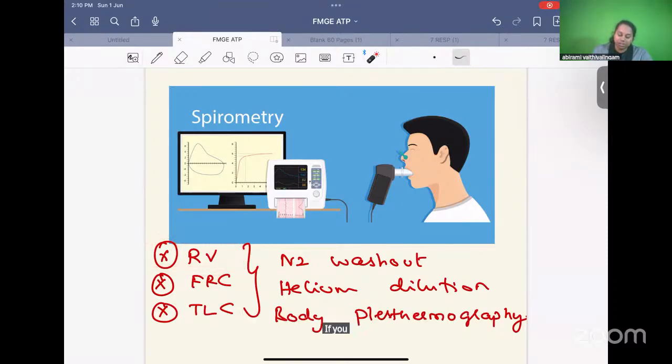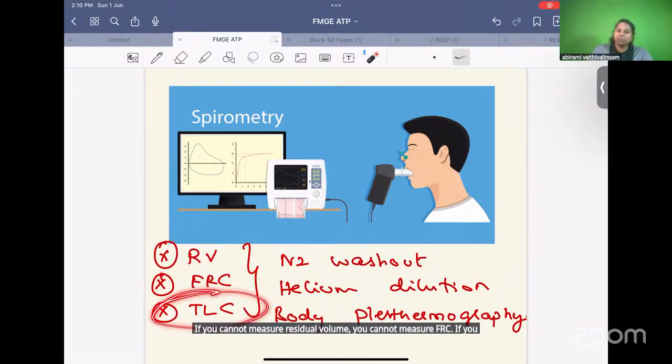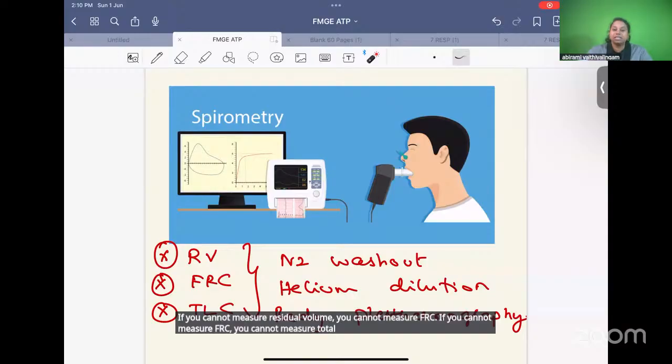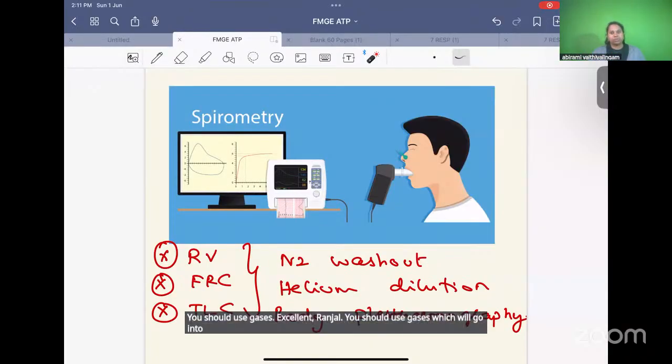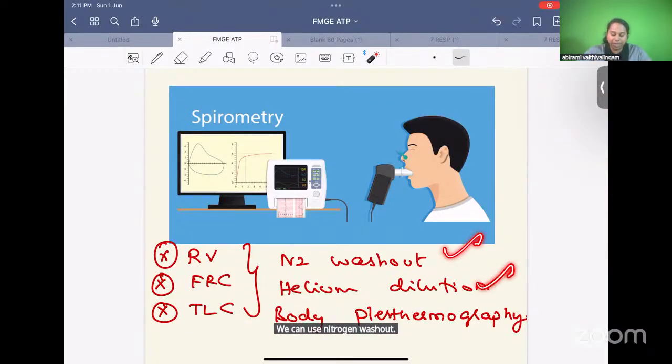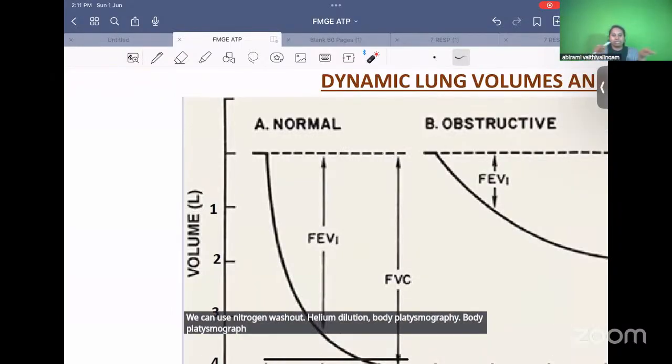If you cannot measure residual volume, you cannot measure FRC. If you cannot measure FRC, you cannot measure total lung capacity. So spirometry cannot measure residual volume, FRC and TLC. So what is the method you will use for measuring these? You should use gases. Excellent, Ranjan. You should use gases which will go into your residual volume and then come out. We can use nitrogen washout, helium dilution, body plethysmography. Body plethysmography is an ATM box-like instrument. You go sit inside the box and you just have to breathe.